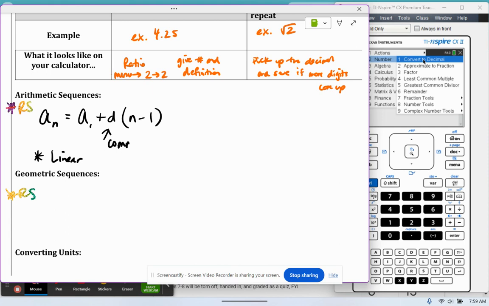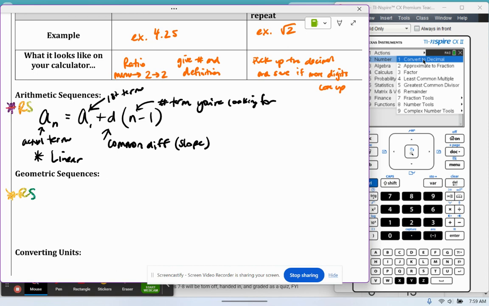This is your common difference, just like the slope. This is the number term you're looking for. This is the actual term you're looking for. Like, what is it? The number 20, the number 21. And then this is the first term. Going up or down by plus or minus. Okay, just like a slope.